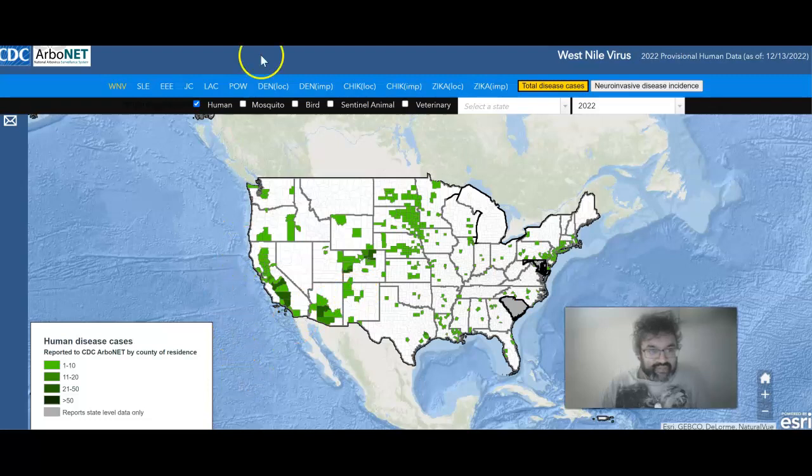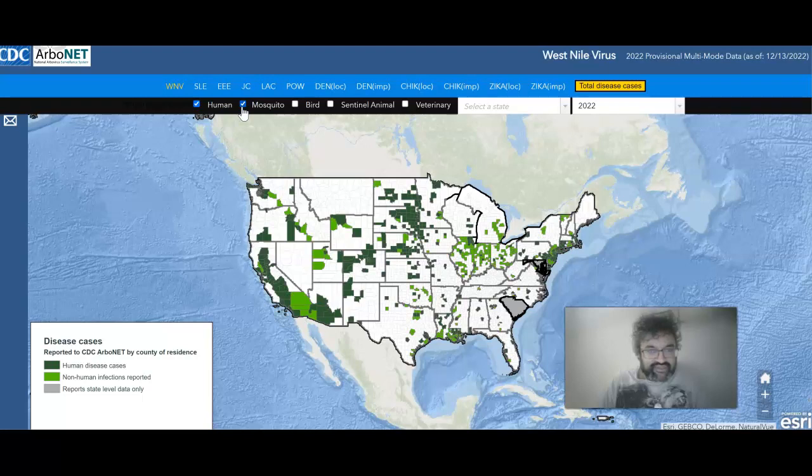Now, if we add in mosquito, and we could compare the mosquito with human, what they start doing is, in the disease cases, that human disease cases are in dark green, while non-human infections reported are in light green. Now, can anybody guess why non-human infections can be important?